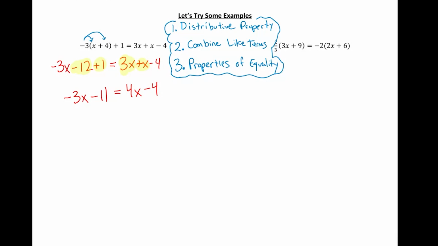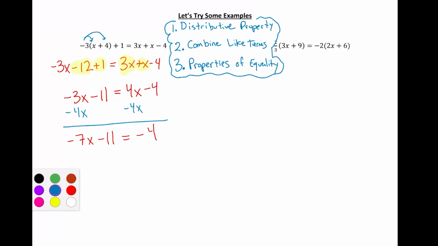Now I'm going to use my properties of equality. So this is actually going to take 3 steps, but they're all properties of equality where I'm doing the same thing to both sides of the equation. The first thing is I want to get that x over to the left-hand side. So I'm going to subtract 4x from both sides. -3x minus 4x is -7x. So I have -7x minus 11 equals -4.